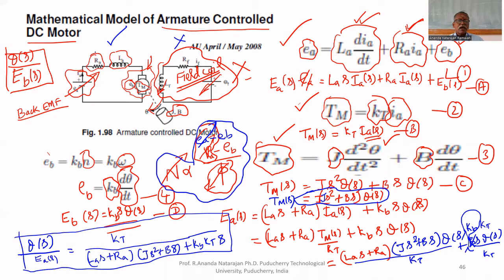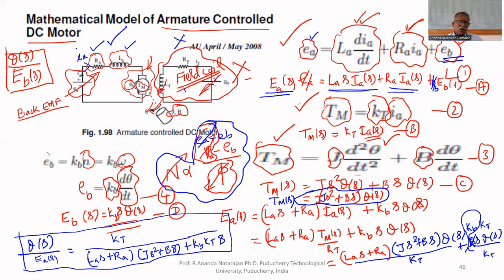The first equation: the armature has resistance, inductance, and back EMF. So the first equation is Ea, the applied voltage, equal to La dIa by dt, because the current through the inductor is the armature current Ia, plus Ra Ia plus back EMF Eb. If you take the Laplace transform, assuming zero initial conditions, you will get Ea of s equal to La s Ia of s plus Ra Ia of s plus back EMF Eb of s.